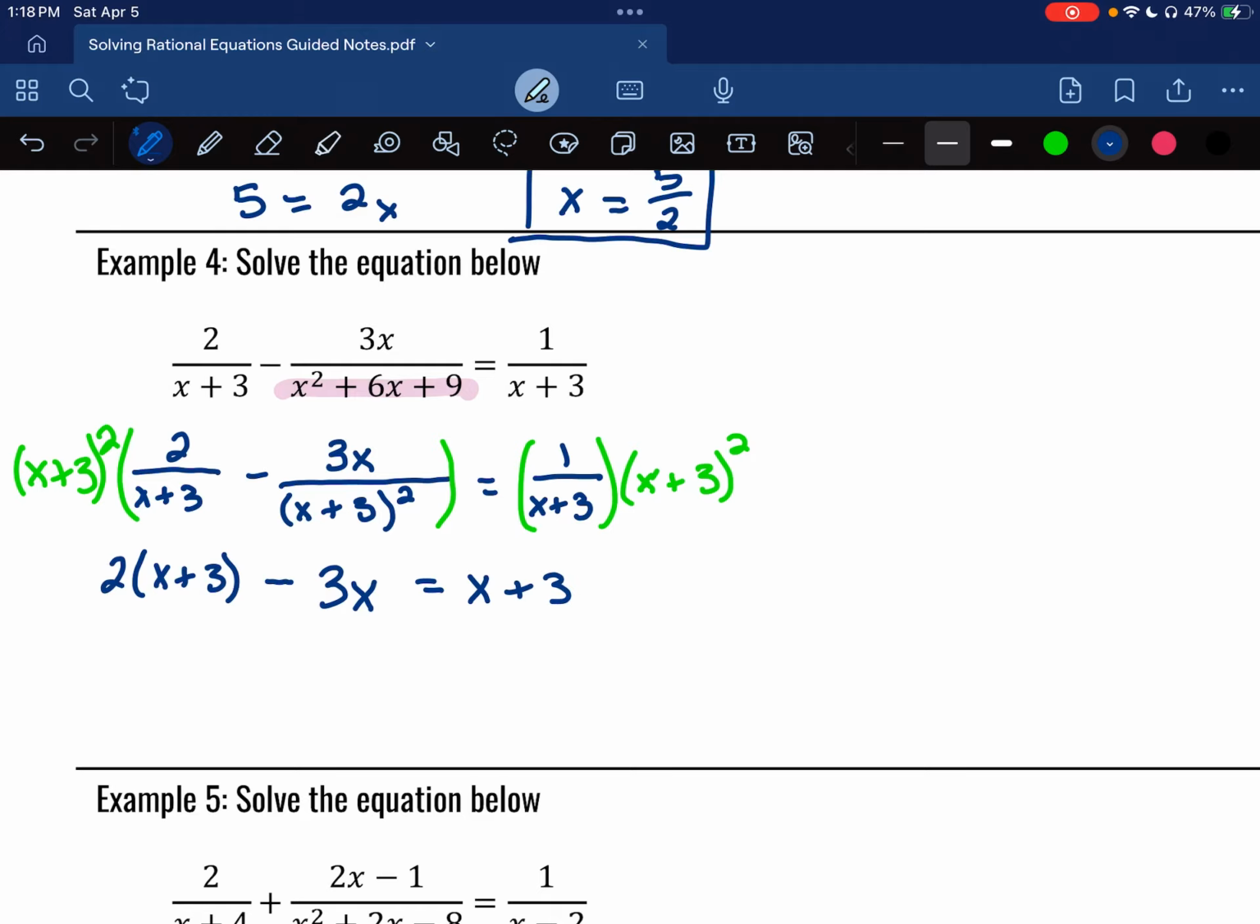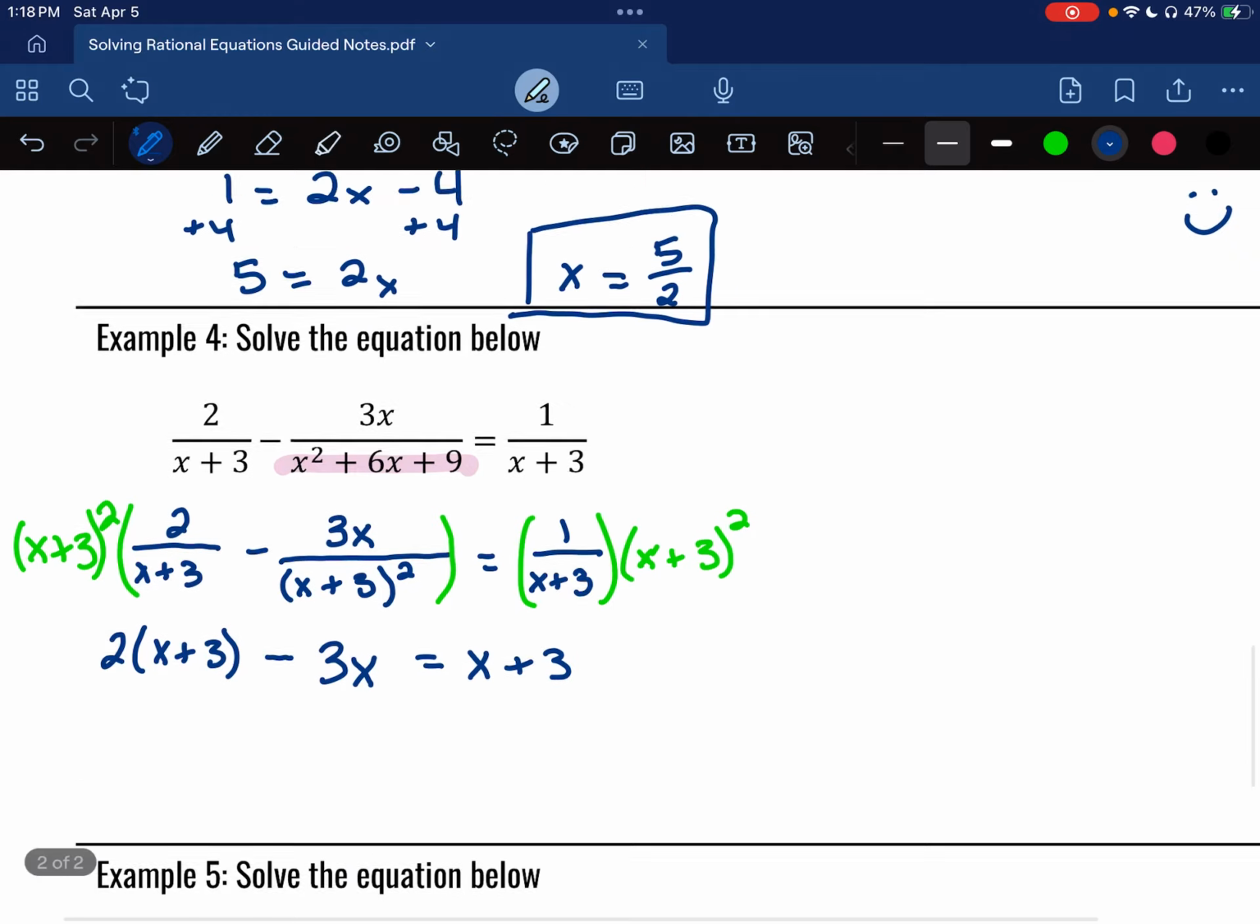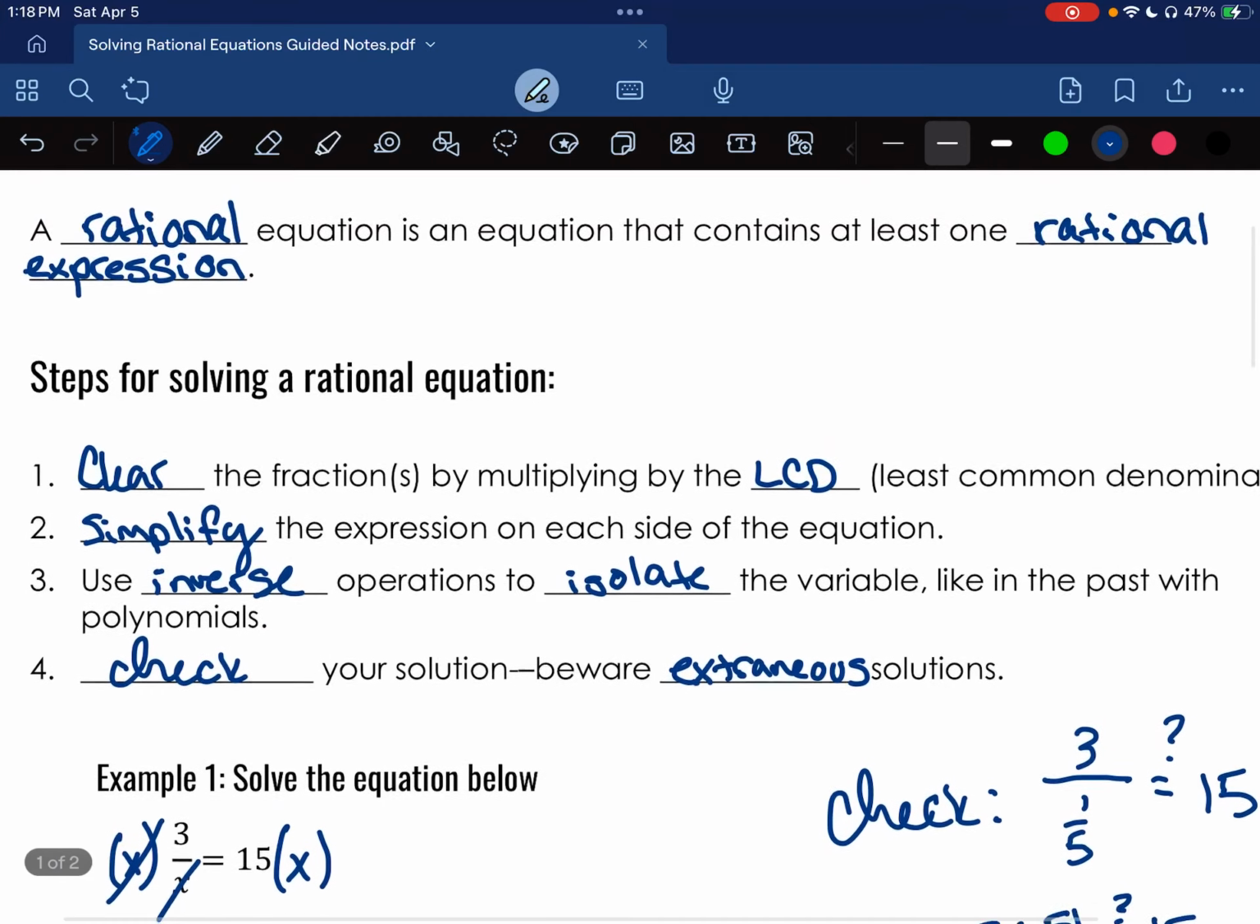All right, well, remember up here when I said we were going to clear the fraction? Next thing, we haven't had to do a whole lot of this.